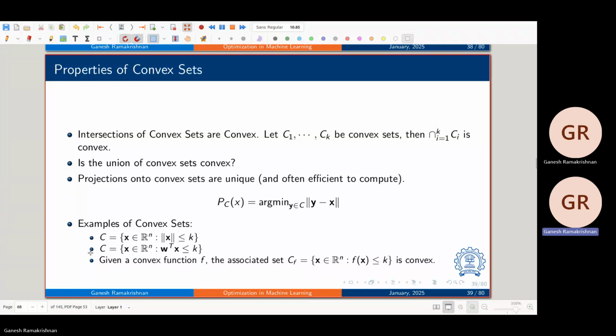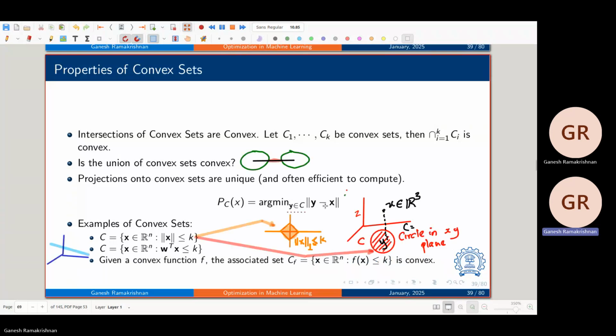The other thing is, if you have a convex function, then the set of all arguments where the function is upper bounded by a value k is called the sub-level set. The sub-level set f(x) less than or equal to k is a convex set. So yeah, I've tried to give examples, right? The union of convex sets need not be convex. Here's an example of 2 disjoint convex sets.